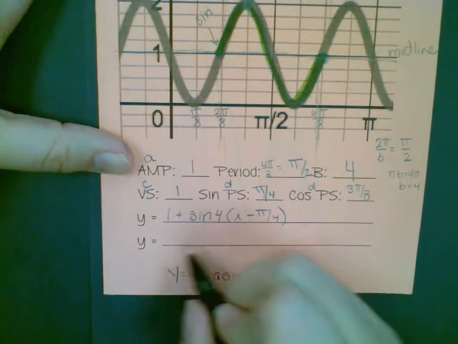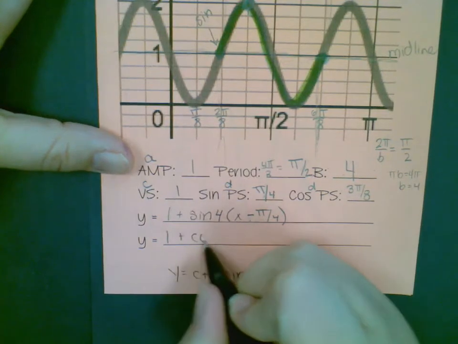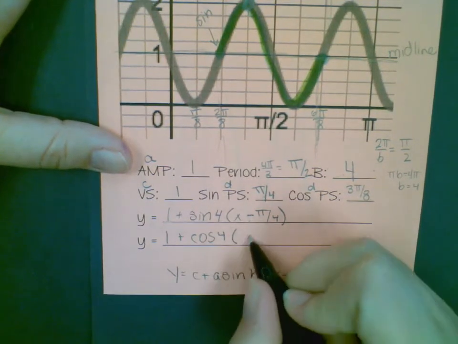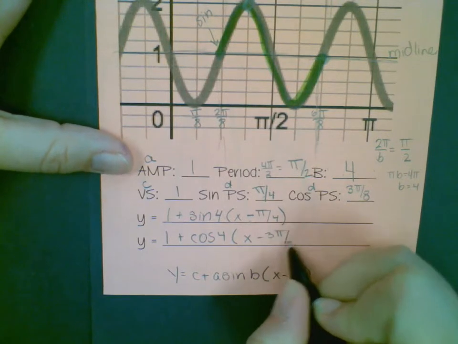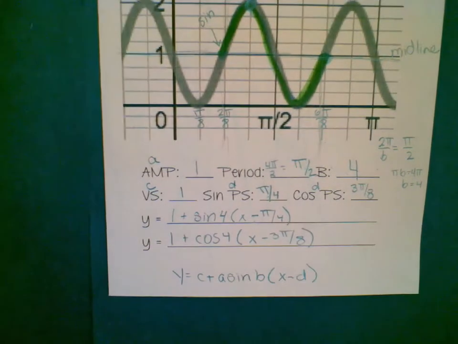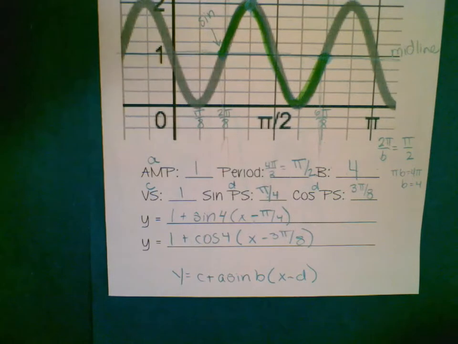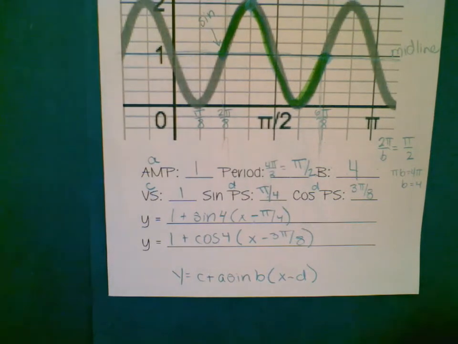So now we'll do the same thing for cosine. Everything's the same except the shift. So cosine had its own phase shift. And then we got it, and that's it. So that's how we write equations from graphs. So let's take a look.